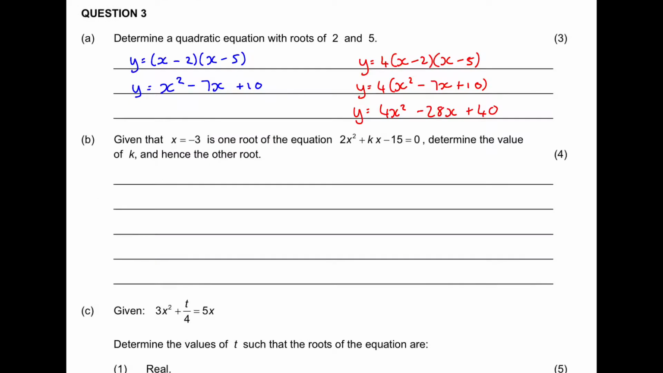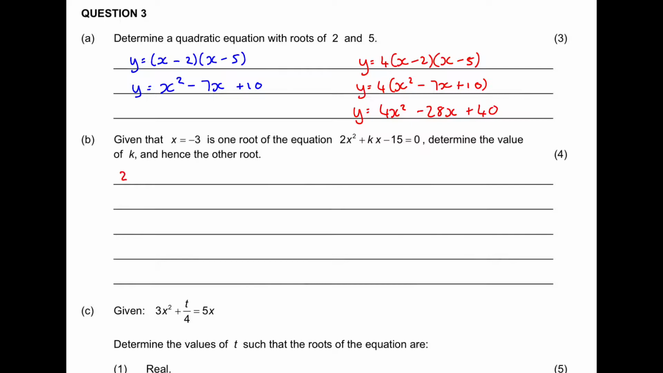Okay, question 3b. Given that x equals negative 3 is one root of the equation 2x squared plus kx minus 15 equals 0, determine the value of k and hence the other root. So we must determine the value of k first. I noticed when marking that some people were trying to factorize it first, but the question said determine the value of k and then the other root, hence the other root. So we first have to substitute x equals negative 3 into our equation.